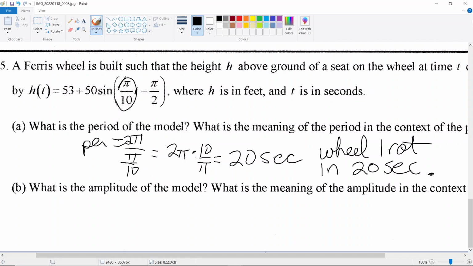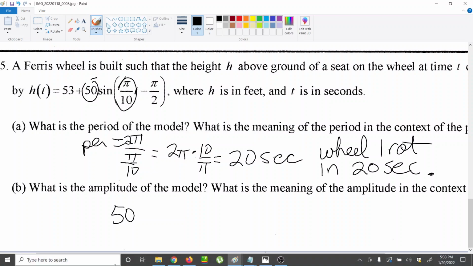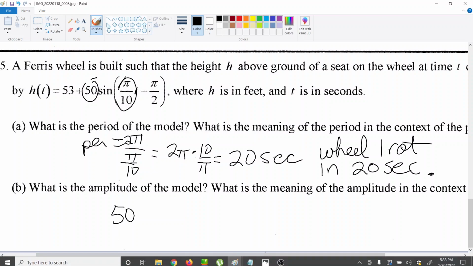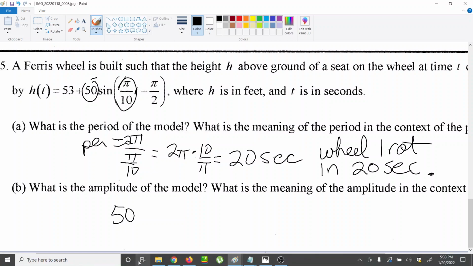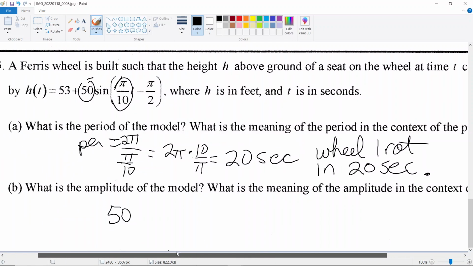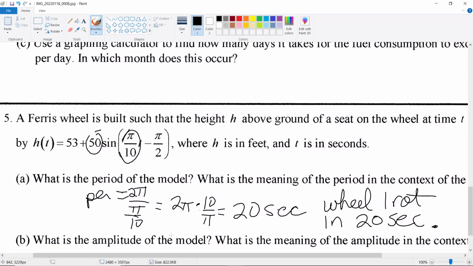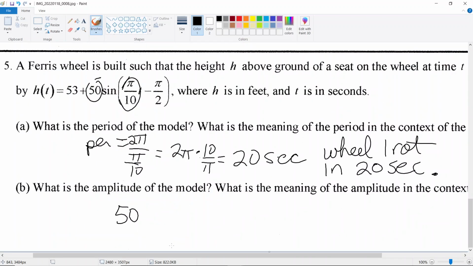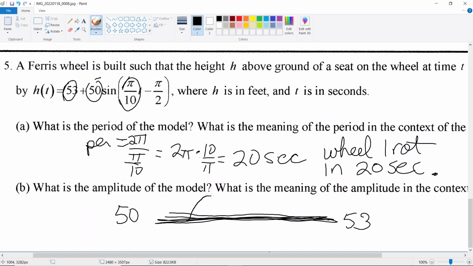What is the amplitude of the model? Well, the amplitude is whatever's in front of sine, so the amplitude is 50. 50 what? What is the meaning of the amplitude in the context of this question? Context of the problem. Well, it says that h is in feet. So that means, remember, that this value is the average. So that would be at 53. Okay, my line isn't exactly horizontal, but that's at 53. And so then this thing goes 50 above, 50 below, 50 above, 50 below.